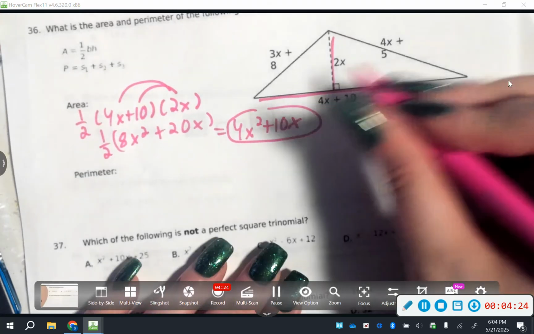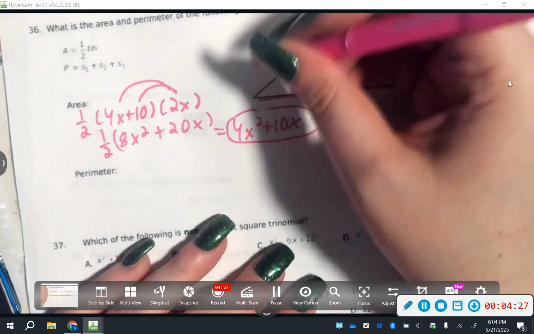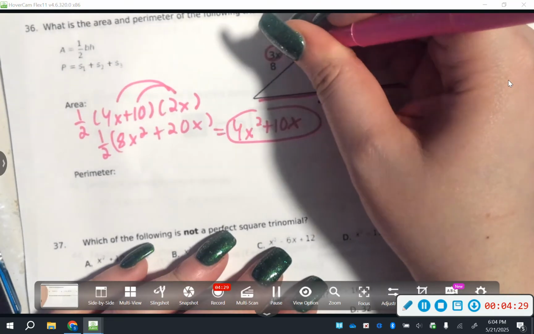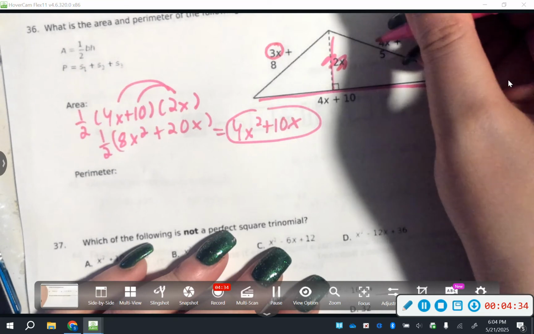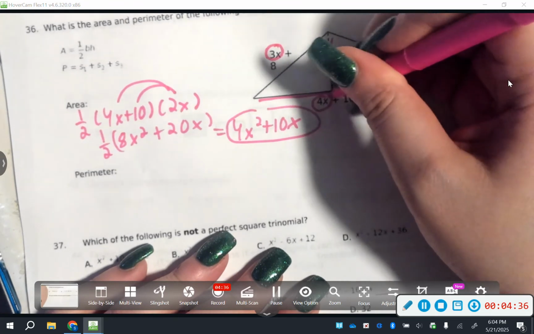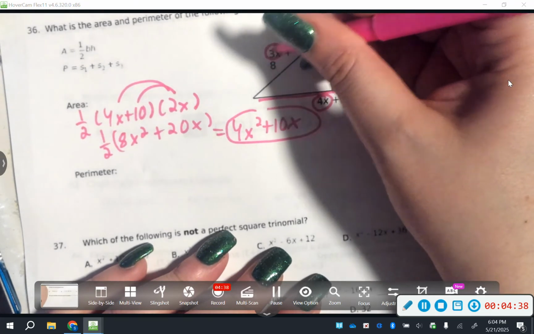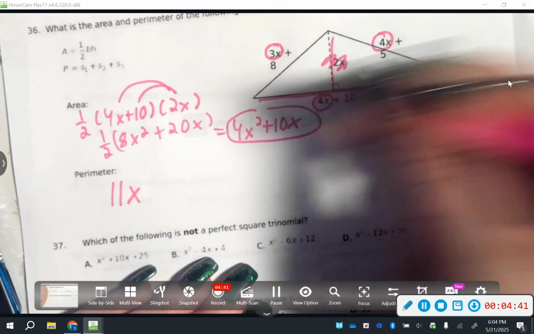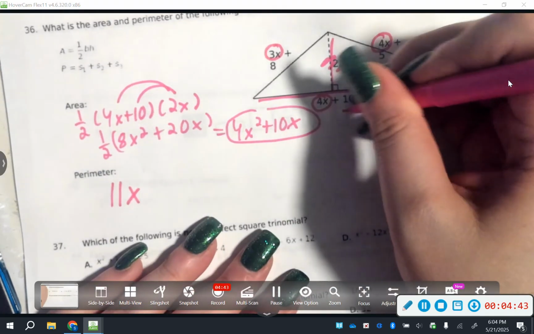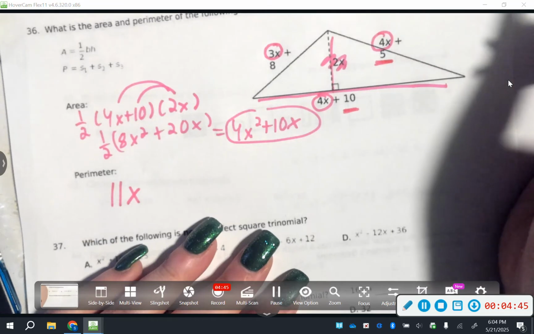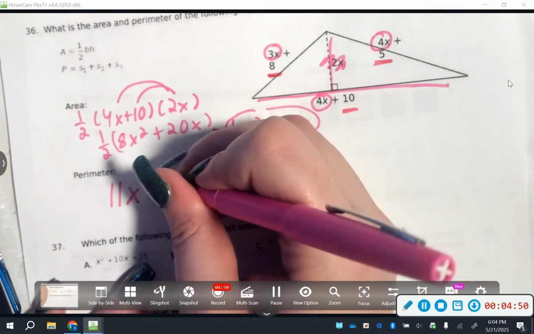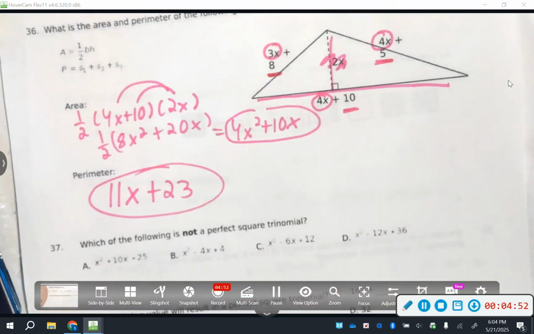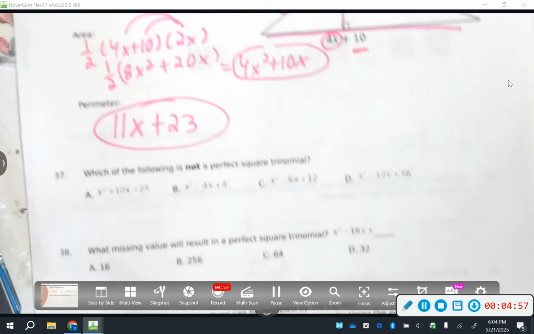For perimeter, that means add all your sides. Looking here, we're going to combine our x's. Remember, we're not adding the inside. Perimeter is just the outside. So 3x plus 4x plus 4x, that's 4, 8, 9, 10, 11x. Add just our numbers now. We got 10 plus 5 is 15, plus 8 is 23. Unless my math is wrong, let me know.